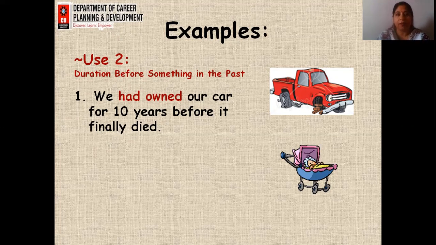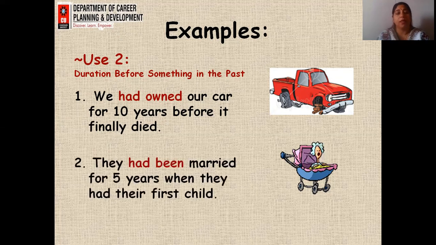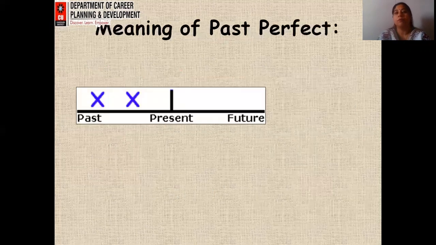So two actions again we are talking about here. The other example is, they had been married for 5 years when they had their first child. So here we are using a duration in the past.